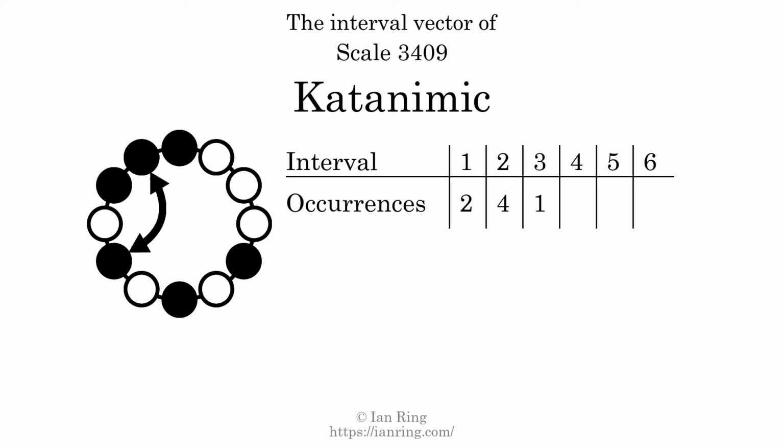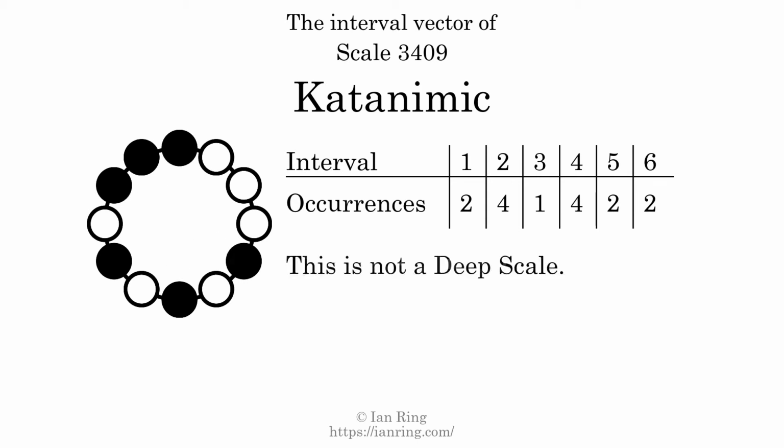It is here. There are 4 intervals with a size of 4 semitones. They are here, here, here, and here. There are 2 intervals with a size of 5 semitones. They are here and here. There are 2 intervals with a size of 6 semitones. They are here and here. Each interval does not appear in this scale a unique number of times, so this is not a deep scale.